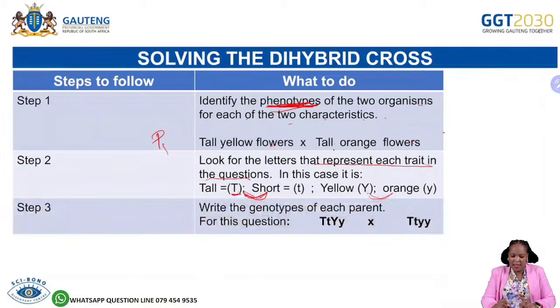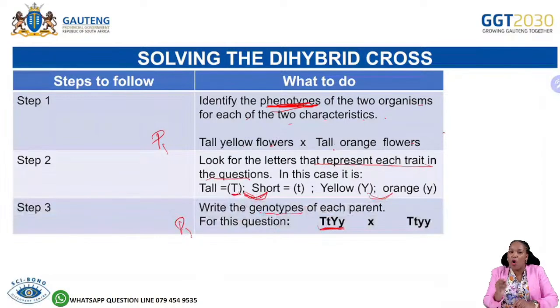Then after identifying the letters, the third thing that you must do is to write the genotypes. You are still writing the genotypes of your P1. How are they genotypically? You are going to get this information also from the question or from the stem. If they said parent 1 is heterozygous, it gives you a clue of how you're going to write your alleles here. Are you going to write them in capital letters? Capital letter and small letter? Or both capital letters or both small letters?